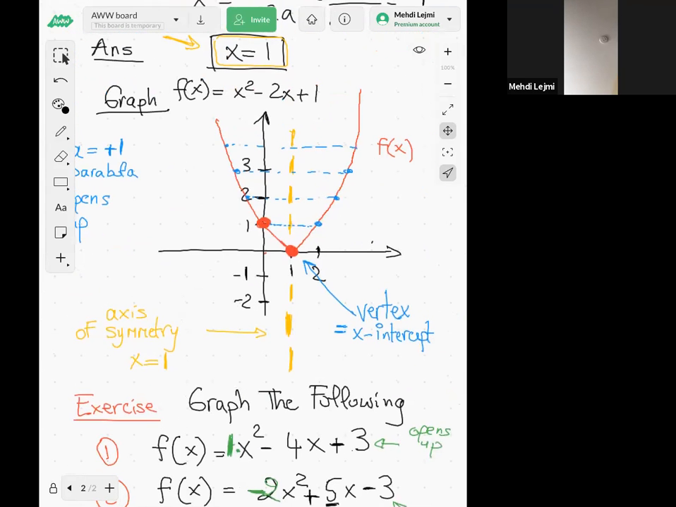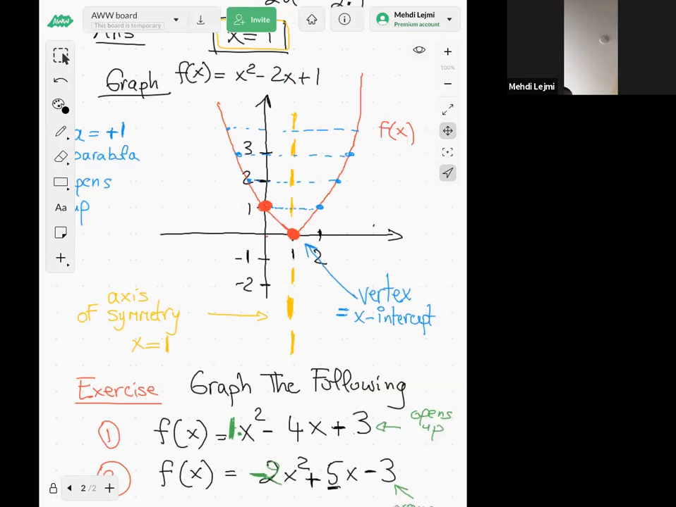Probably I'm going to do this next in the review on Monday. I'm going to do 1 or 2 examples graphing parabolas on Monday. I'm going to stop here because I went over time.